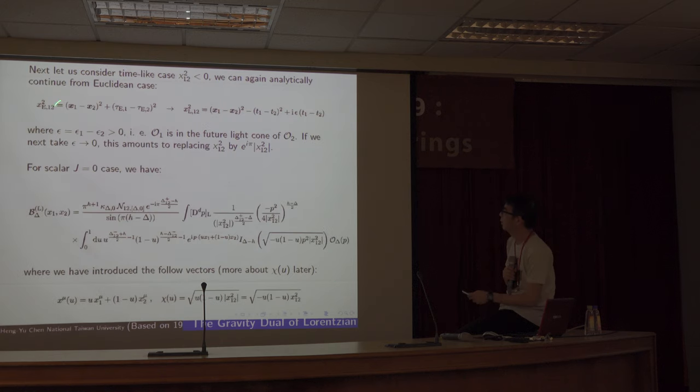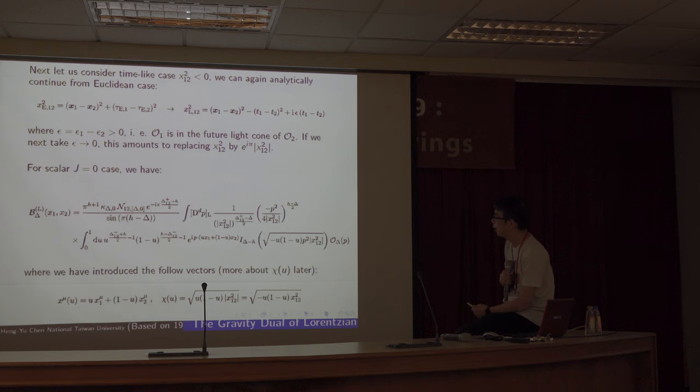Let's just get to the final case, the timelike case. So what's cute here is that, first, when we perform the analytic continuation, here we consider the case where one of the operators O1 is in the future light cone of O2. And so when we perform the analytic continuation, this boils down to replacing the combination of x12 squared in the Euclidean correlation function by the i pi x12. So for the scalar case, the answer using the Q kernel we introduced earlier basically becomes the following.